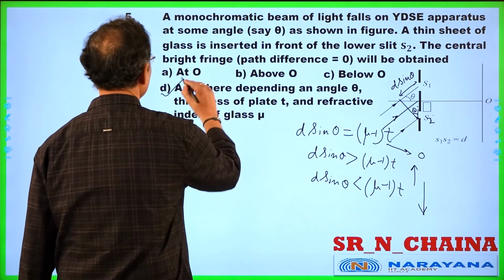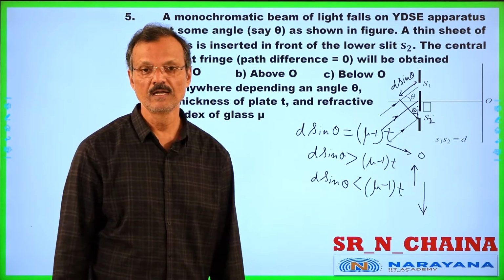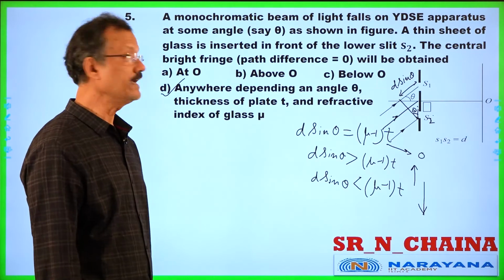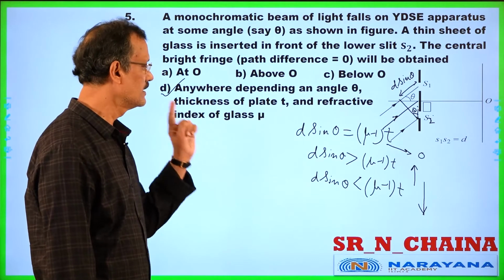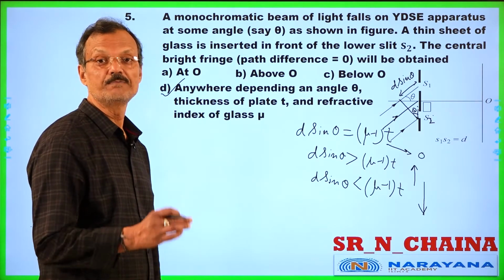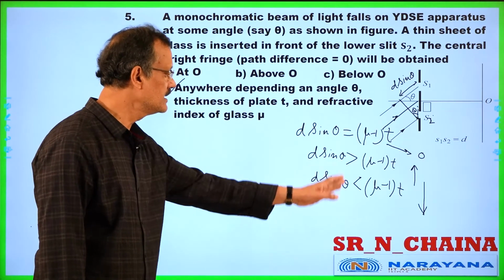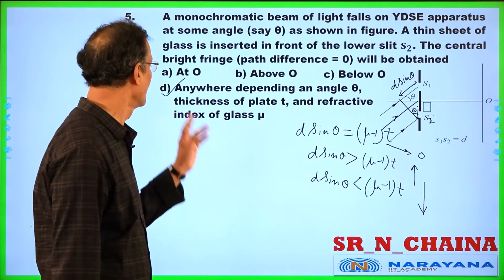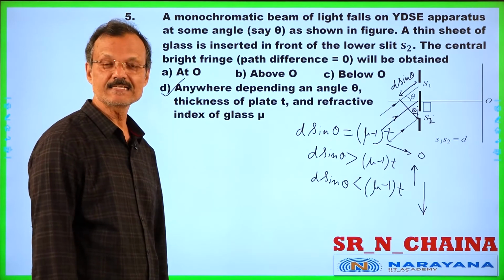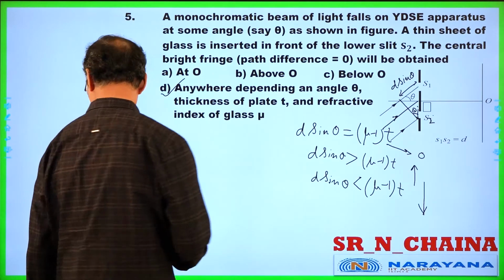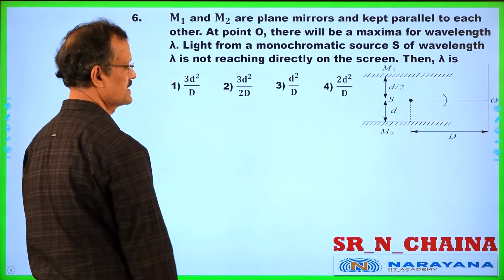So the answer will be D. Anywhere, depending upon angle theta, thickness of plate, refractive index mu. It will depend upon all the factors. You can check here, it will depend upon d, theta, mu, t, all four. So the answer will be D. Tell me, did you understand this clearly? I am moving now to the next question, question number 6.